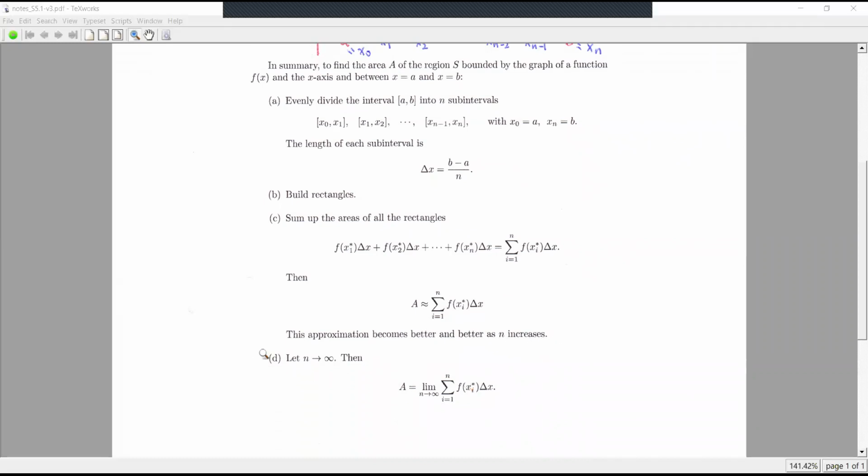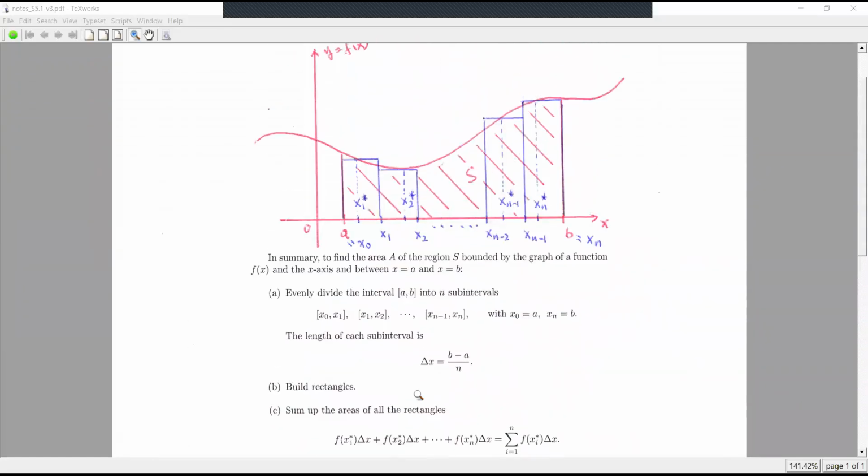Okay, now the last step. We need to determine the limit. Now let n, the number of rectangles, approach infinity. Then you will see that when n approaches infinity, this sum will approach some number. The number is the limit, and also the number is exactly the area of the region S.